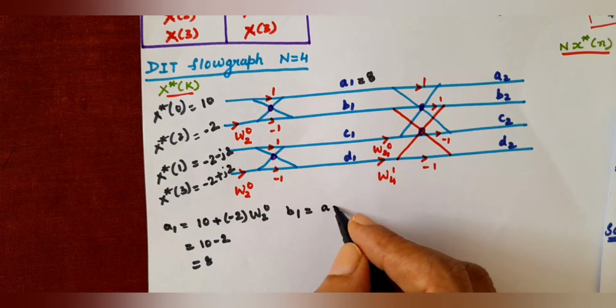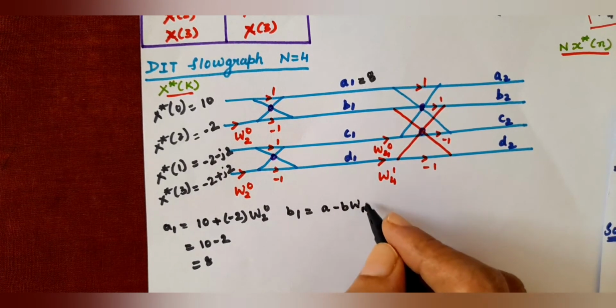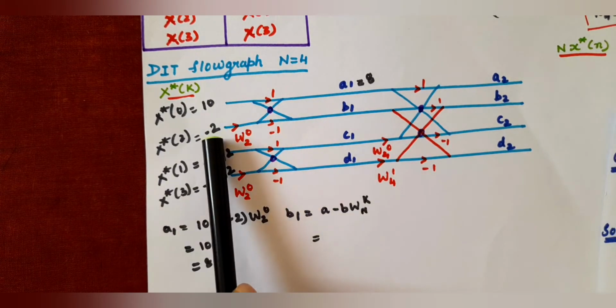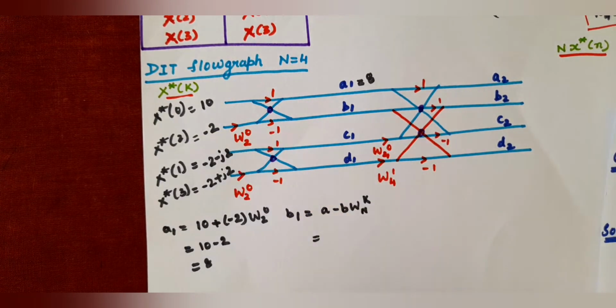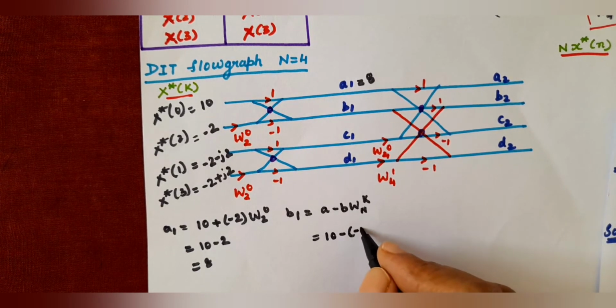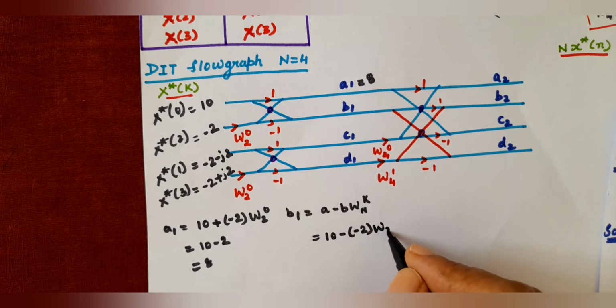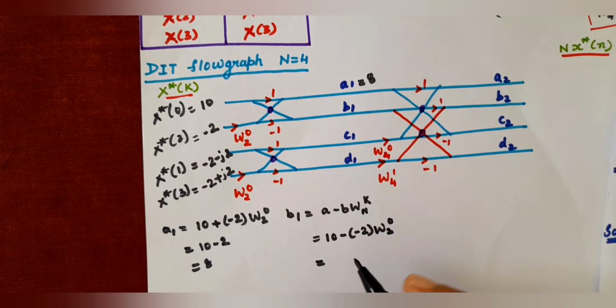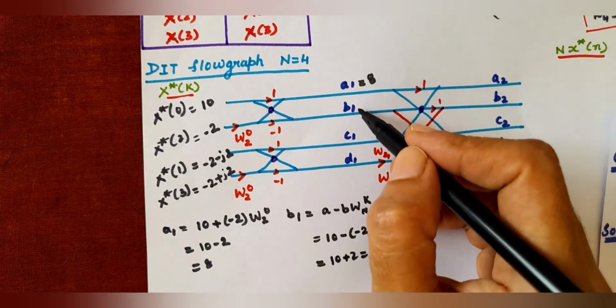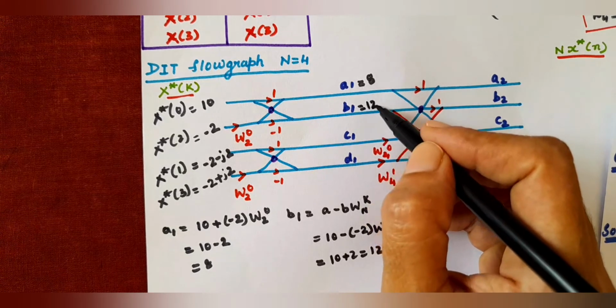A minus B, Wn to the power k. What is A here? A is 10, B is minus 2, Wn to the power k is W2 to the power 0. So 10 minus of minus 2, W2 to the power 0. So how much it will come? 10 plus 2 is equal to 12. So B1 is coming to be as 12.